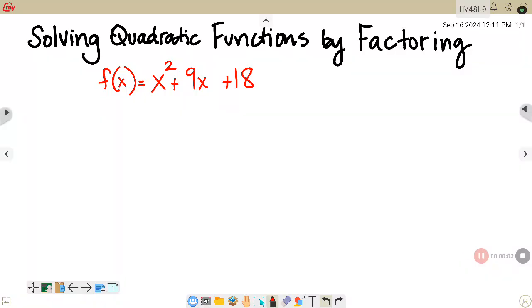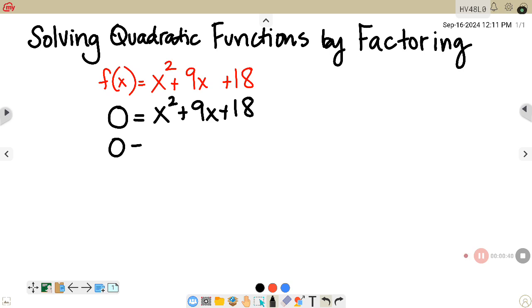In this video, we are going to learn how to solve quadratic equations or quadratic functions by factoring. The first thing that you are going to do when you are solving a quadratic function by factoring is replace the f of x with a 0. So you want your equation to be set equal to 0. So I have 0 equals x squared plus 9x plus 18. And now we're going to see if we can factor this trinomial.